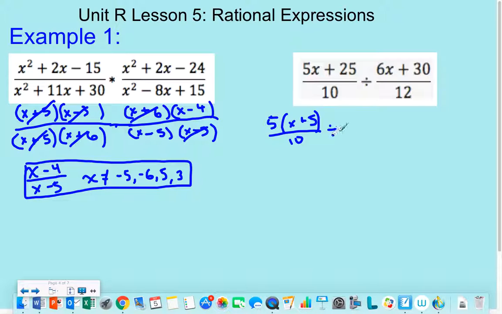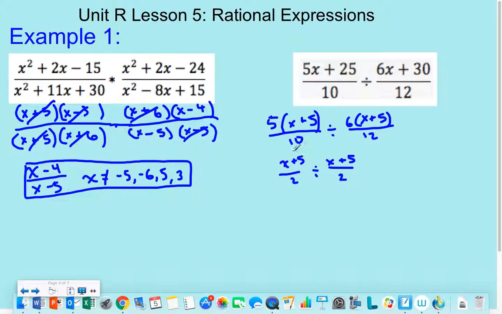And then over on the right, I can factor out a 6. And that'll, hey, look at that, another x plus 5. Fantastic. Divide both sides by 12. All right, at this point, I notice that 5 and 10 will reduce, as will 6 and 12. So I'm going to rewrite this as x plus 5 over 2, divided by x plus 5 over 2.